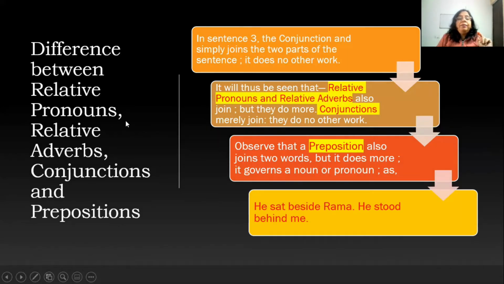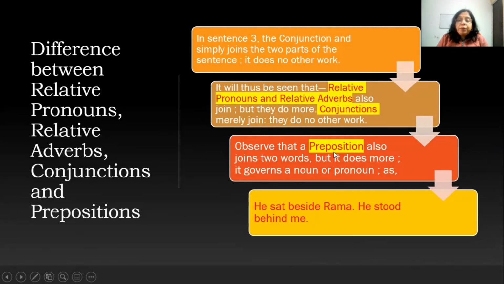Therefore, the difference between relative pronouns, relative adverbs and conjunctions and prepositions is this: it will be thus seen that relative pronouns and relative adverbs also join. So don't get confused, but they do more work. In the case of a relative pronoun, apart from joining the sentences or words, it also does the function of a relative pronoun. In the case of relative adverbs, it also works as a relative adverb apart from joining. But a conjunction merely joins. They do not do any other work.